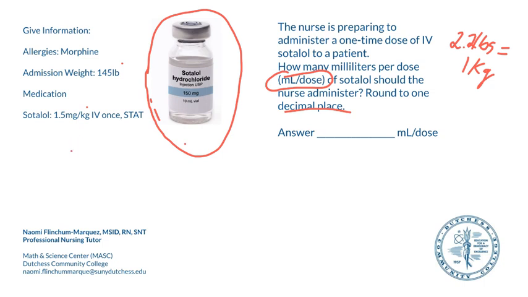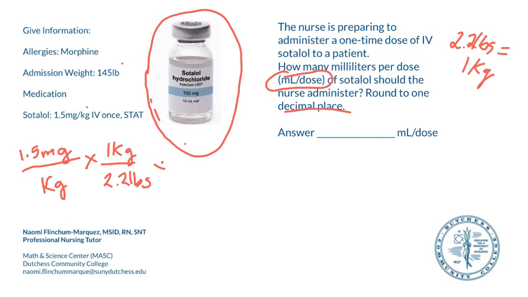So if we're supposed to give 1.5 milligrams per kilogram, let's try and figure out what we need to do. We know from our conversion factor over here that we have to get these kilograms into pounds, so we could try to add that in. We're going to say 1 kilogram up here is equal to 2.2 pounds.